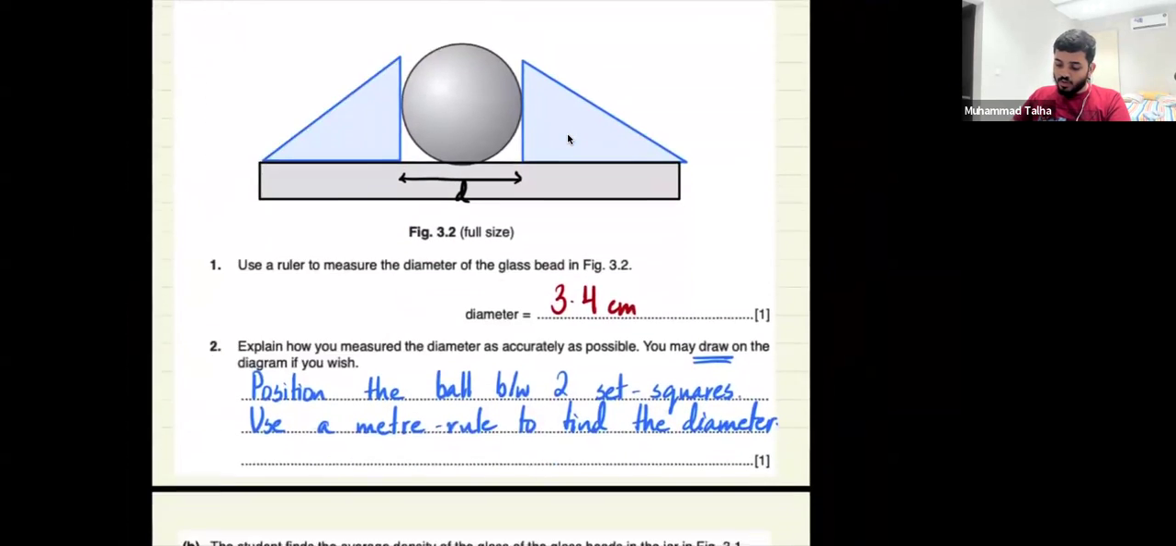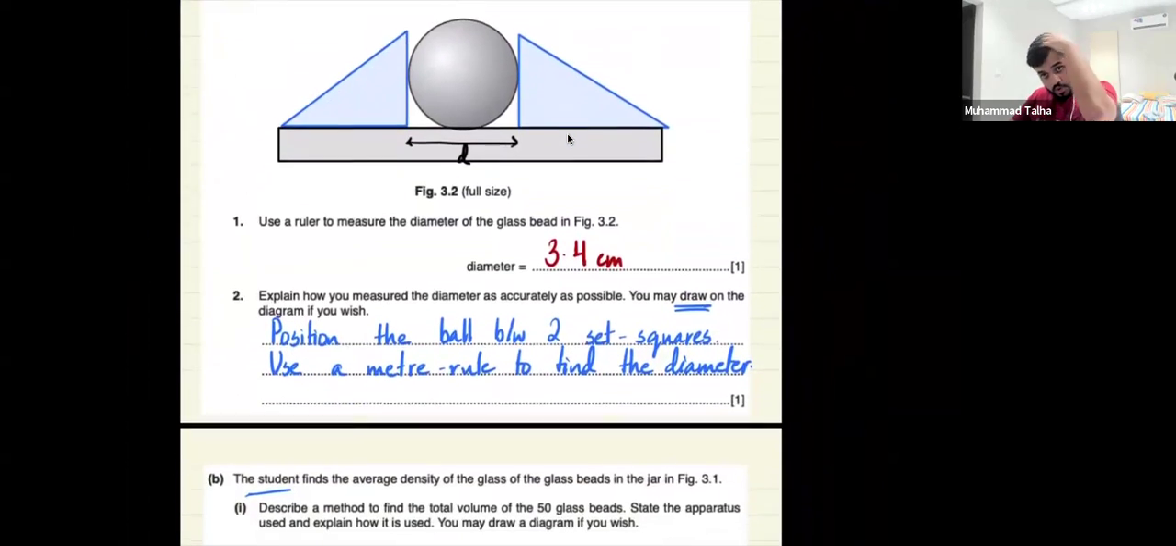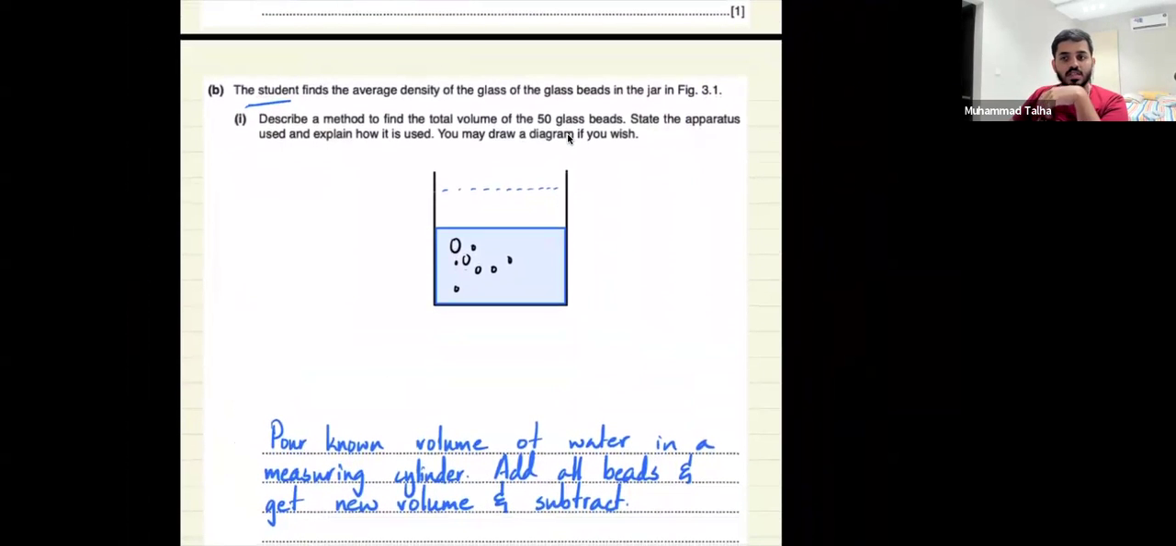So these are some of these questions that we were looking at when doing some topical practice before going on to the yearly ones. So some things like these that you just have to think about on the spot.